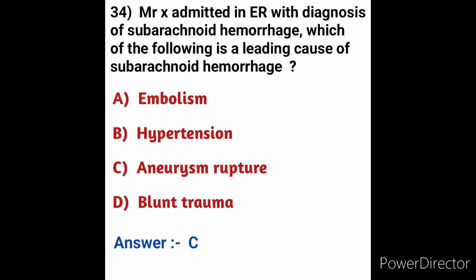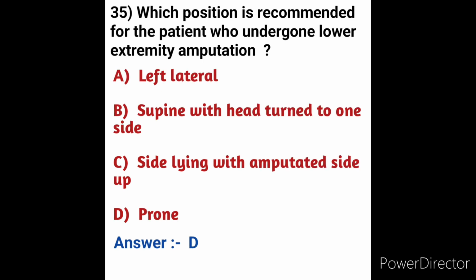Here, how will subarachnoid hemorrhage happen? High blood pressure is the leading cause. Heavy lifting or straining can raise the pressure in the brain, which may lead to aneurysm rupture. Here option C is the correct answer, aneurysm rupture. We will see the next question. Question number 35. Which position is recommended for the patient who has undergone lower extremity amputation? We will see the options here.